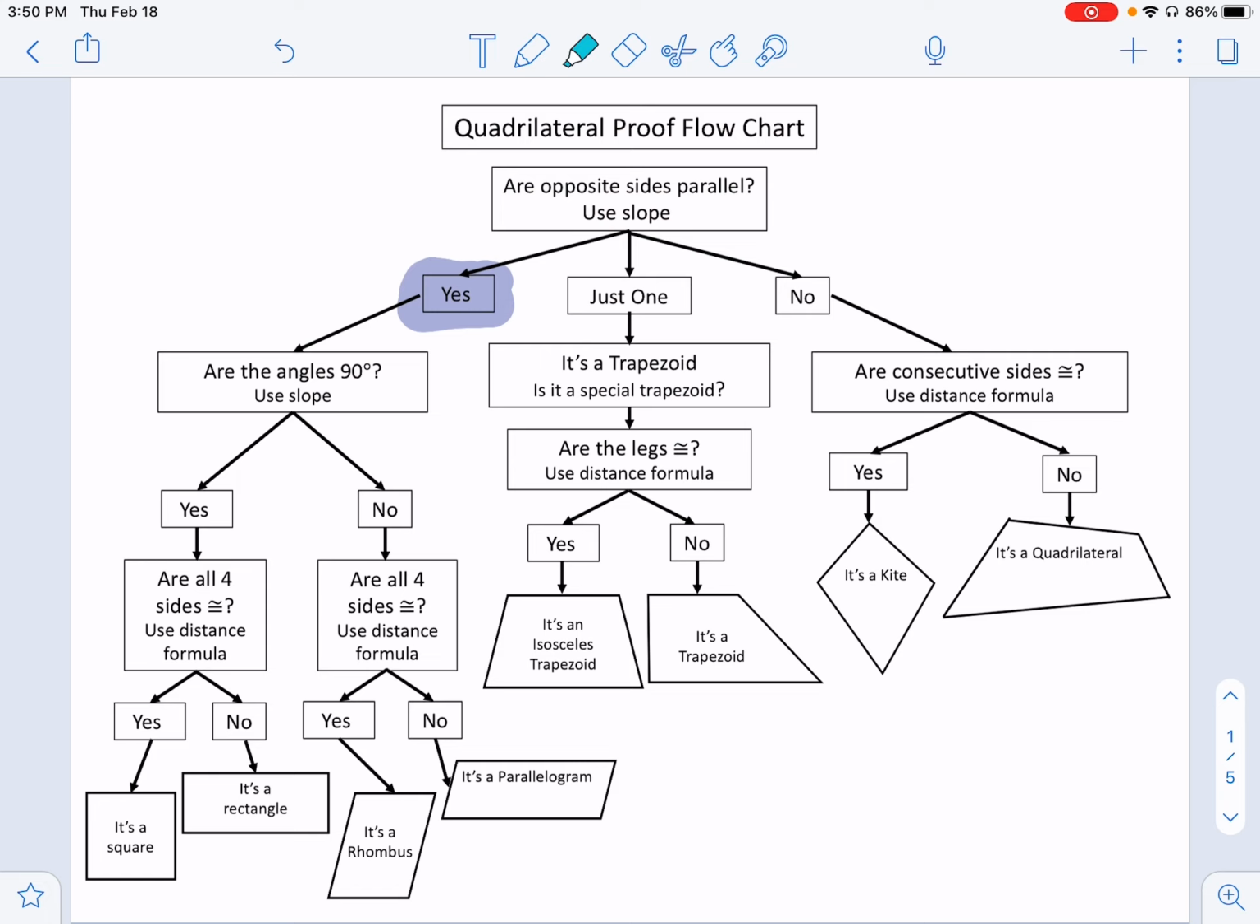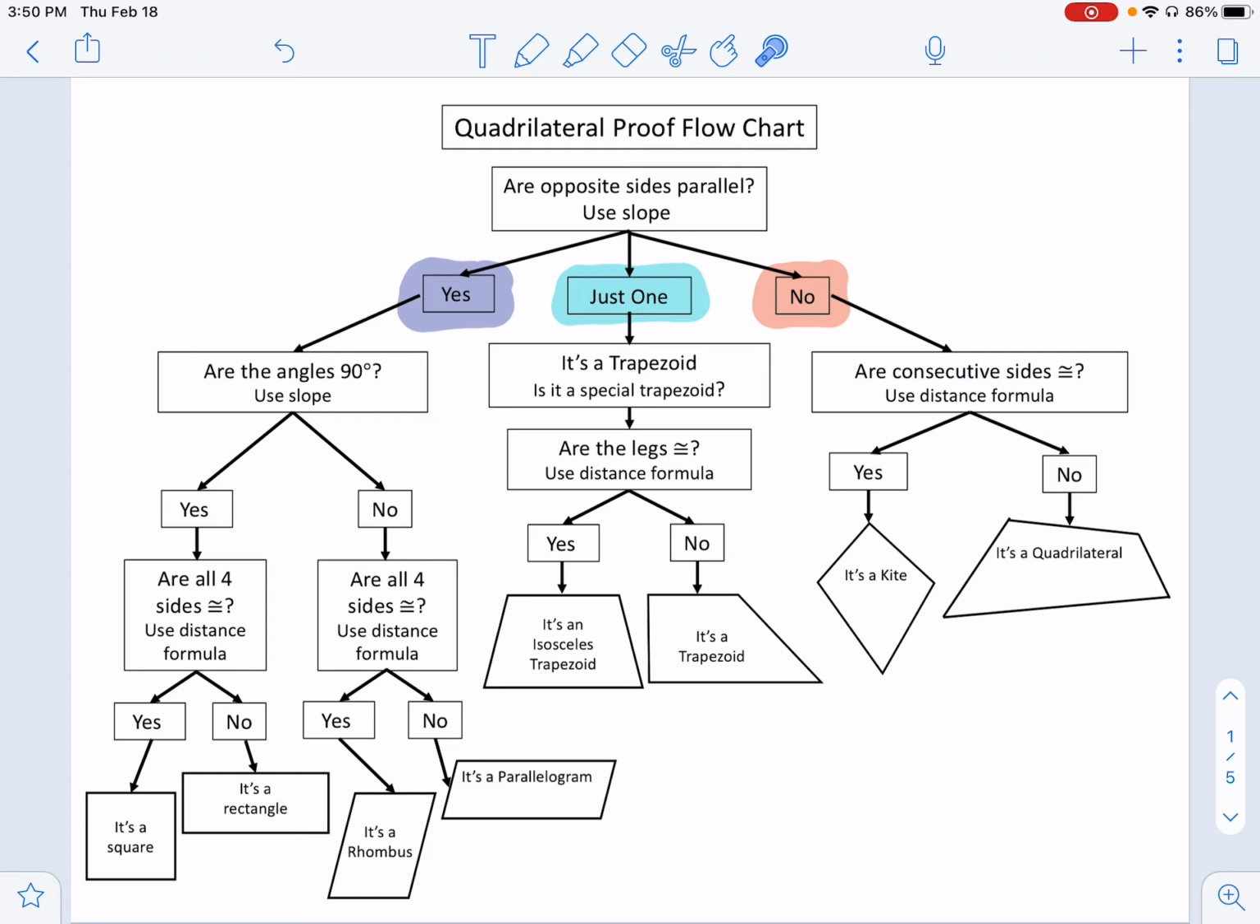Let's see, I can use the colors I was just using. Only one side of opposite sides are parallel, or no, they aren't parallel. Those are your three options there. From there, you're going to see that you have different types of questions going off of it.